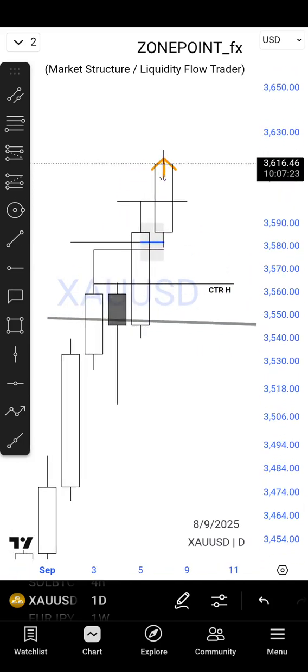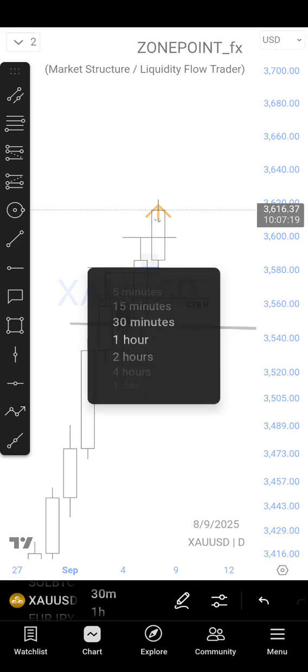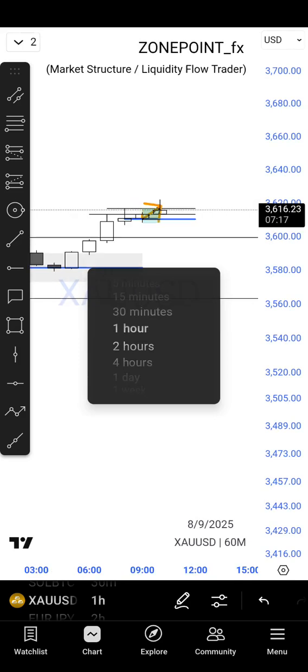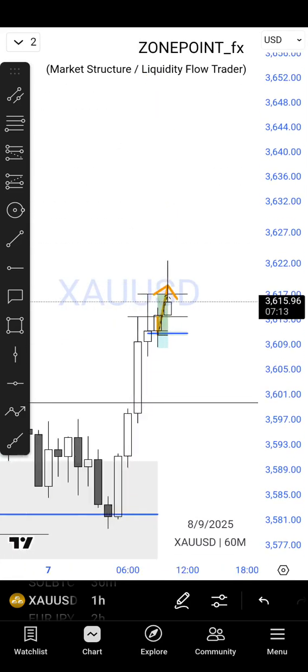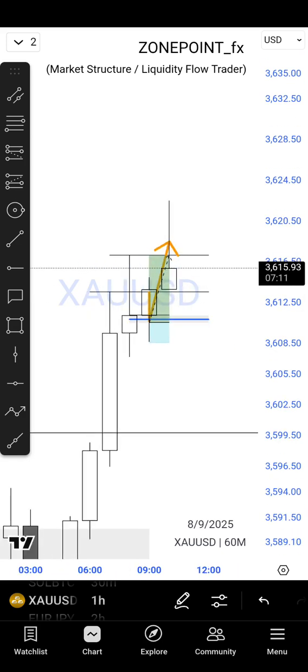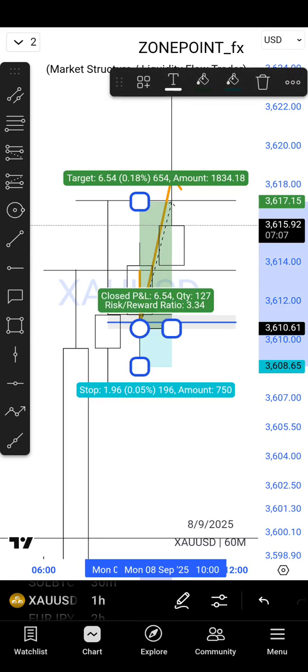So I want to do part two of this gold. Let's start from the 1 hour. You can see that from our 1 hour, what we analyzed initially in part one was actually good, and this is 1:3. That means if you are risking like $200, you'll be on $600. And if you are risking $1,000, you'll be on $3,000.